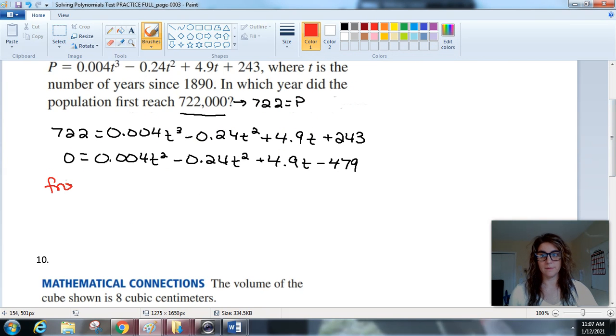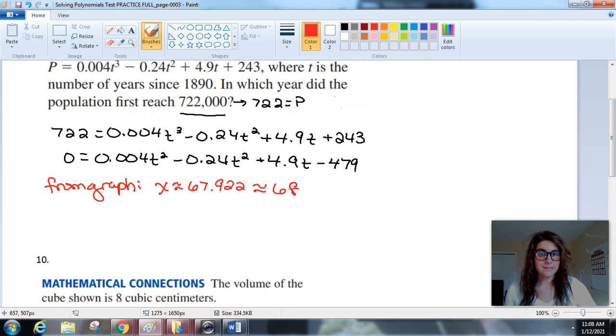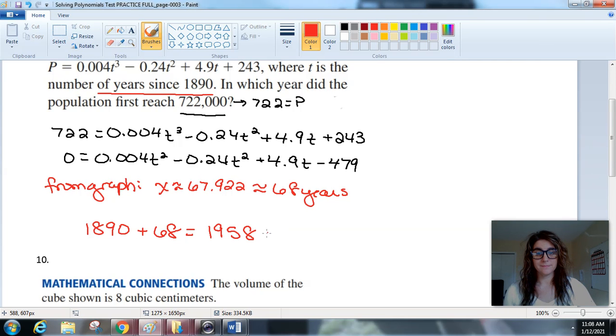Okay, so again, from the graph, x was 69.922, and we're estimating. So this is technically about 68 years, because remember the time was in years. So in about 68 years, it took to get to that population, but the years is years since 1890. So the time that it happens at, you're going to take 1890 and add 68 years to it, and you end up with the year 1958 is the year the population met.